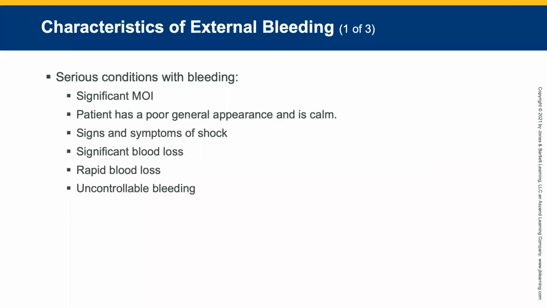So you should consider bleeding to be serious if the following conditions are present: uncontrollable bleeding, significant MOI, rapid blood loss, poor general appearance and no response to external stimuli, signs and symptoms of shock, which is hypoperfusion, and significant blood loss. If you walk up and think, gee, that's a lot of blood, you would automatically think that they're probably not going to be good and their response is going to be delayed.